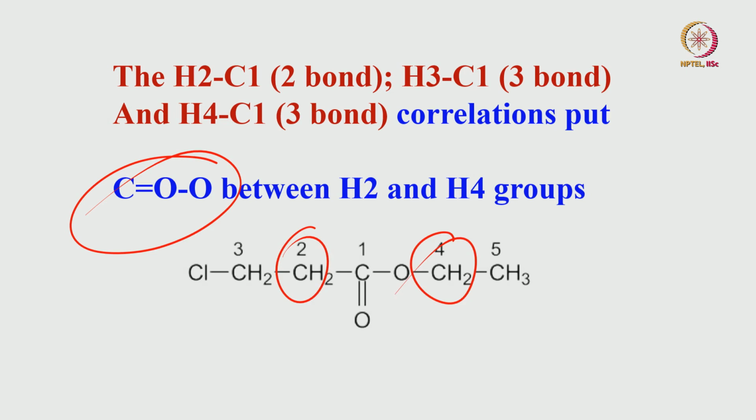From the correlations we observed in HMBC, we can arrive at this structure very easily. Check the correlations, simply place the correlations we observed, and we know this is the structure of the molecule. Because this has to give correlation to this, this and this, it has to be between these two. It cannot be the terminal group.